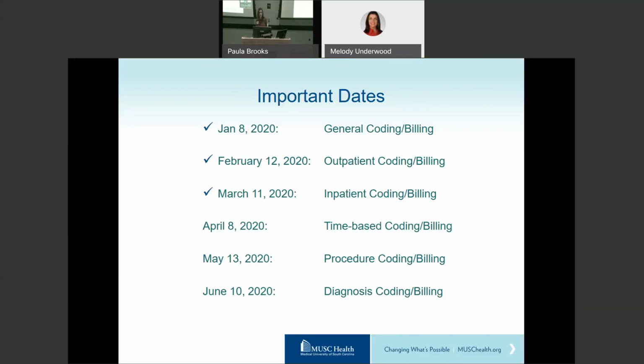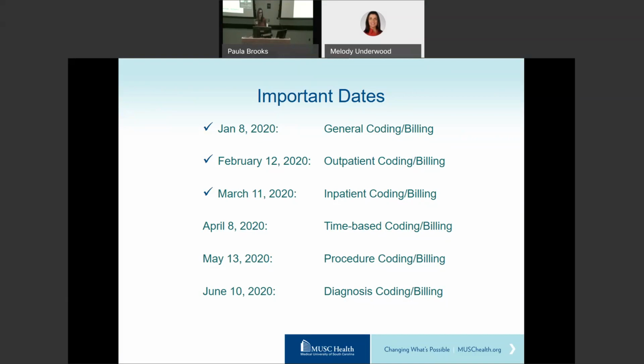I'm Kimberly Simmons, and I'm one of the compliance managers for the Department of Medicine. I actually cover palliative care, general internal medicine, endocrinology, rheumatology, geriatrics, and the hospitalist. And today I'm going to go over inpatient coding and billing.